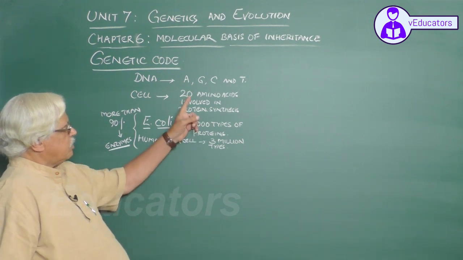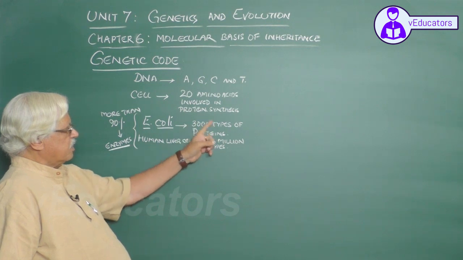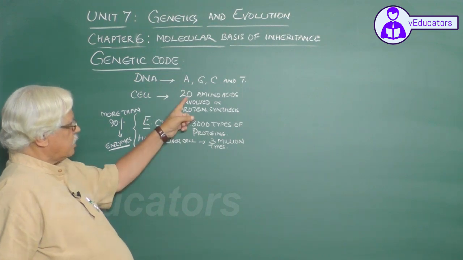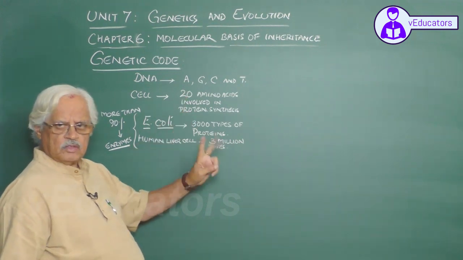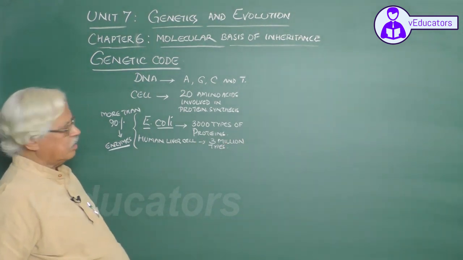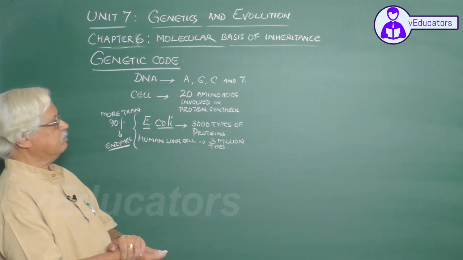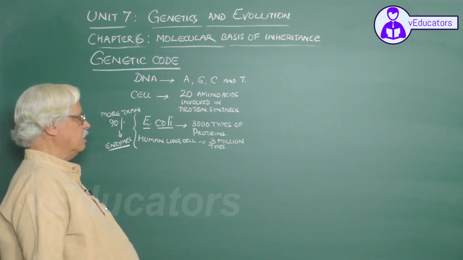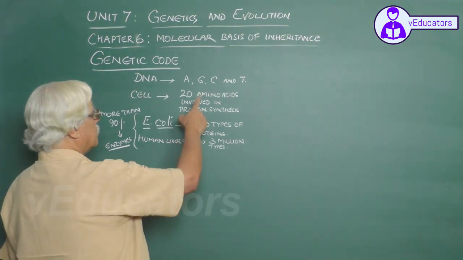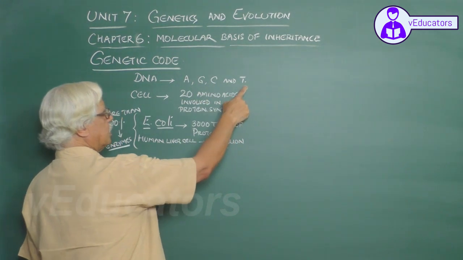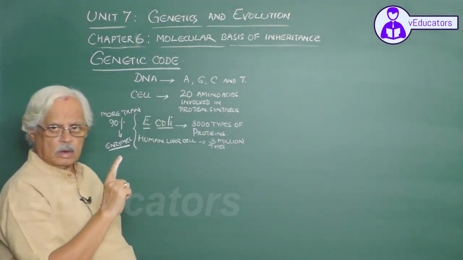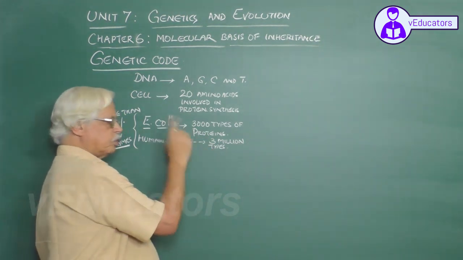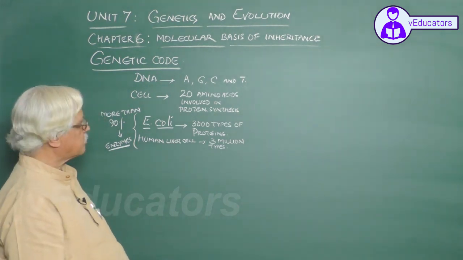So, using the 20 amino acids, a bacterial cell can manufacture 3,000 varieties of proteins, and using the same 20 amino acids, a human liver cell can manufacture 3 million types of protein molecules. How is it possible? In what form the message is conveyed to the cell? There is no comparison to the number of nitrogen bases, the number of amino acids involved in protein synthesis, and the number of protein molecules to be synthesized.